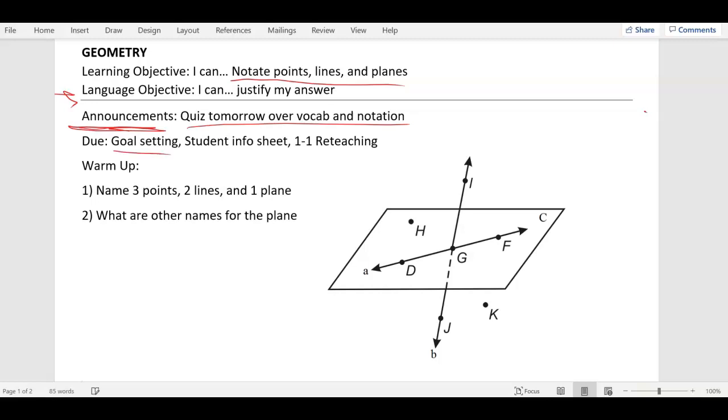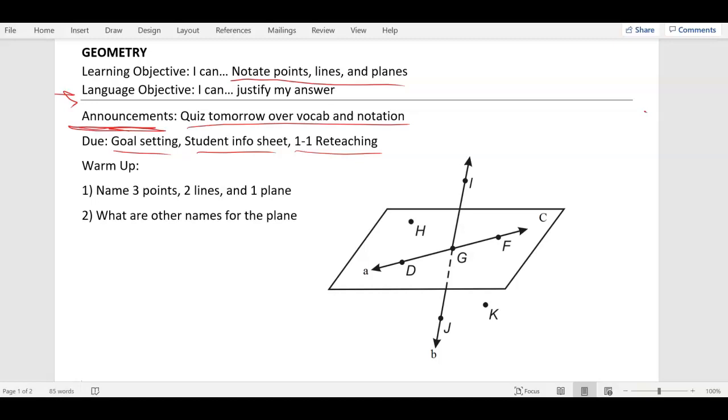What to do, goal setting and student info sheet. I've already talked to everyone, and so if I talk to you today, make sure you get that to me today. I know Friday was weird, but there's that worksheet 1-1 reteaching. So if you have that, whatever you have done, you can turn it in. And I found yours, and I put it over there. Okay, let's do the warm-up.